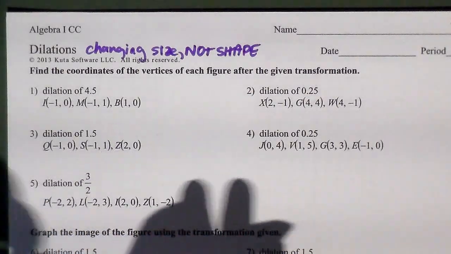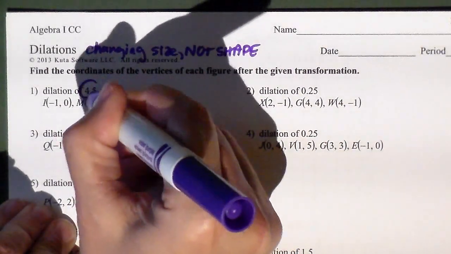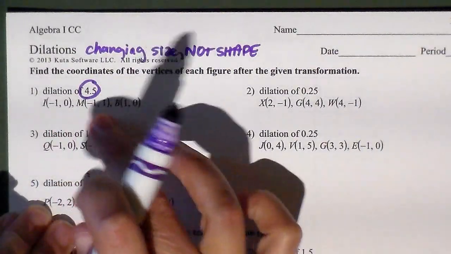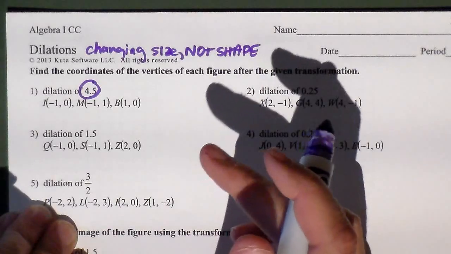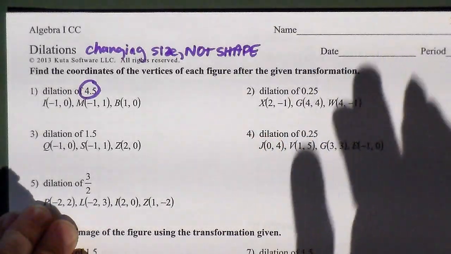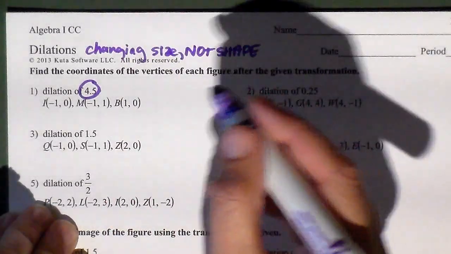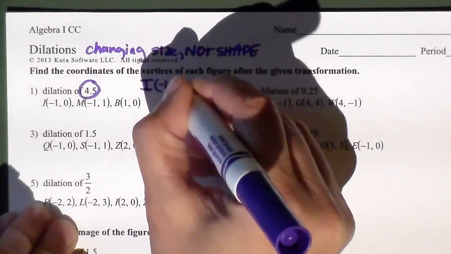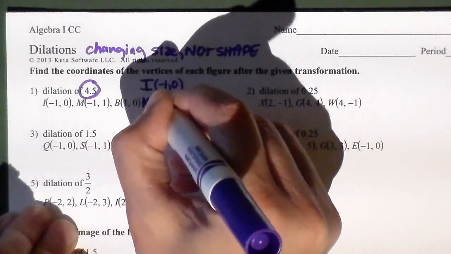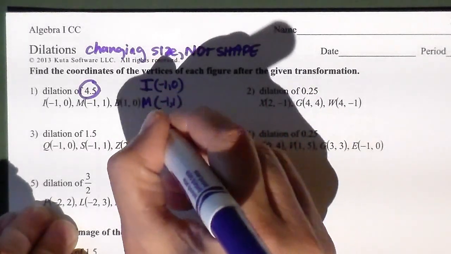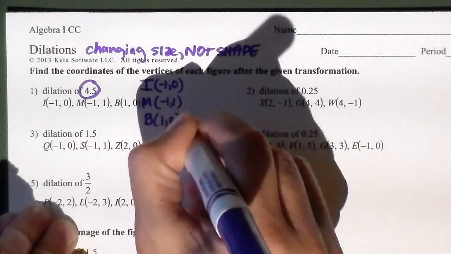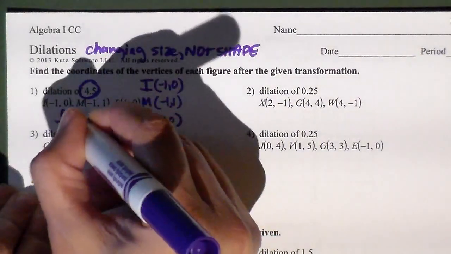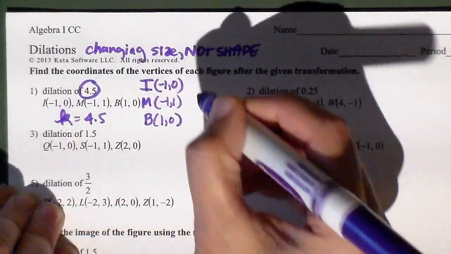So let's look at these. This is a dilation of, for example, 4.5. So if I want to find a dilation of 4.5, what am I going to do to all of these coordinates? I'm going to multiply every coordinate by 4.5. So I is at -1, 0, M is at -1, 1, and B is at 1, 0. If I want to dilate this with 4.5, that means my K is 4.5. That is my scale factor.